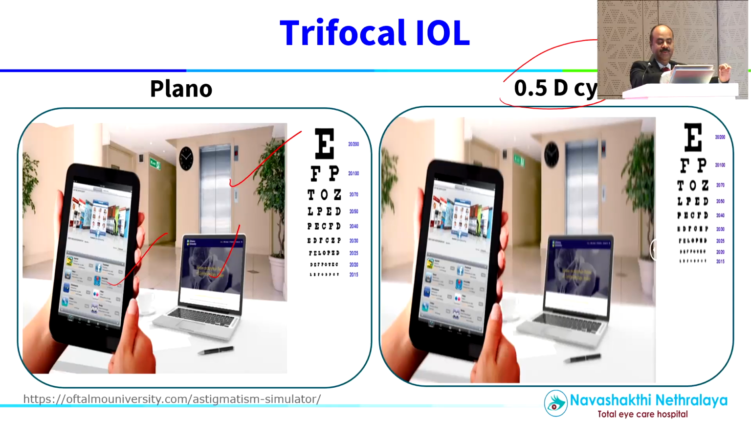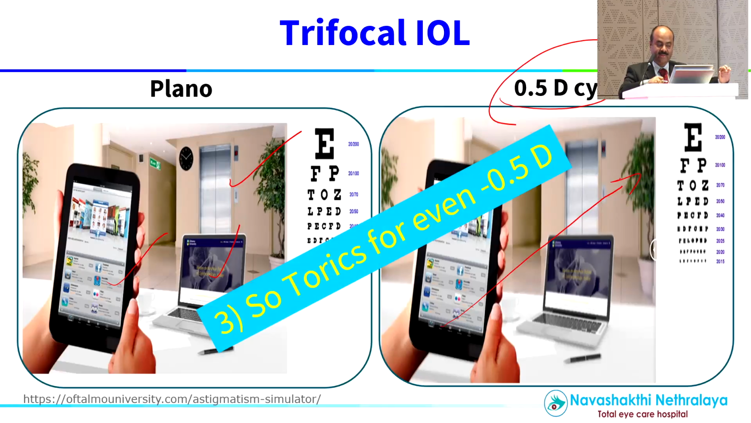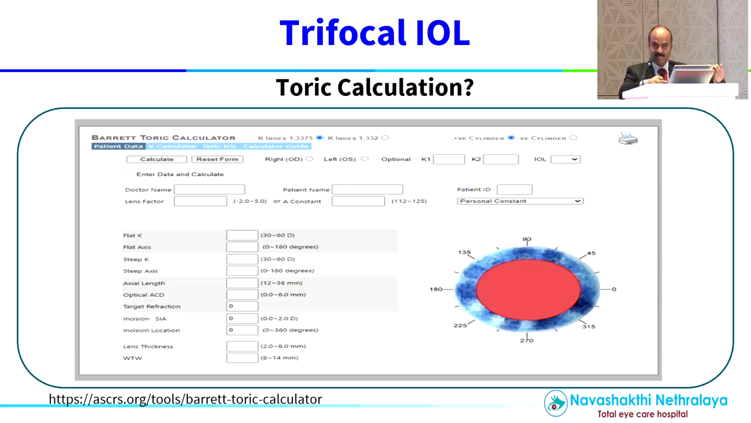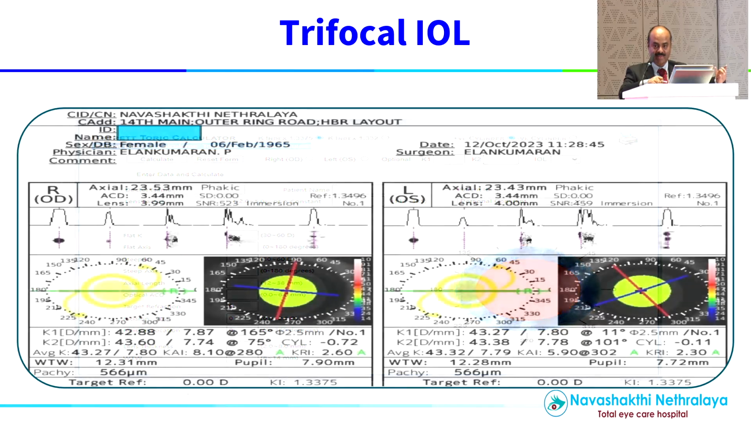But look at just 0.5 cylinder. This is a simulation. What is happening? Vision gets affected. And this is very important in trifocals. I don't use the criteria 1. I use the criteria anything above 0.5 in these cases. This is not enough. Now, always use the toric calculator and look at this particular biometry.